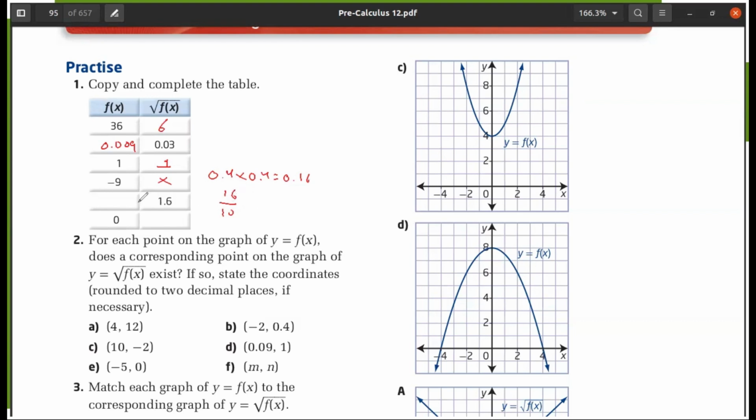Okay, I think for question 2, you just take the y value and you square root it, unless it's a negative. If the y value is a negative, then it's not possible. For question 2, for each point on the graph, so that states the coordinates. These are the points of f(x).